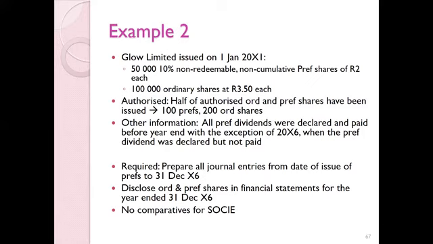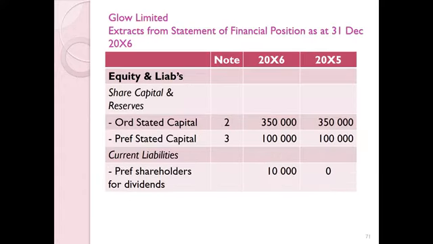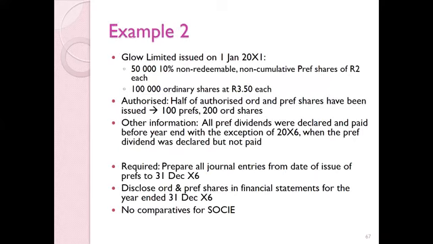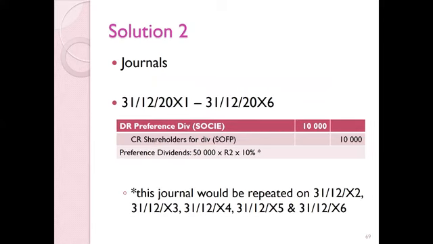When we look at our ordinary shares, it was 100,000 ordinary shares at R3.50 each. So they didn't show the journal for that, but how would it have looked? Debit our bank with the 350,000 Rand and credit our ordinary share capital with 350,000 Rand.